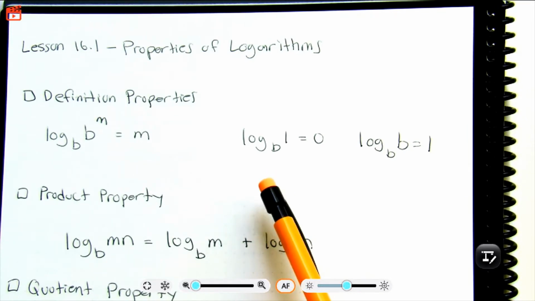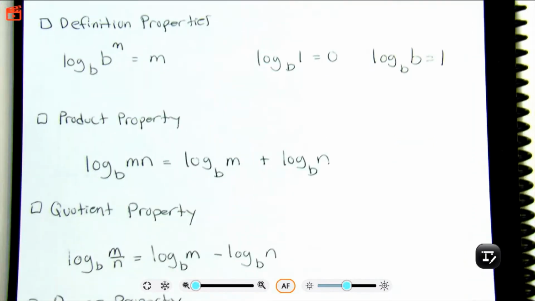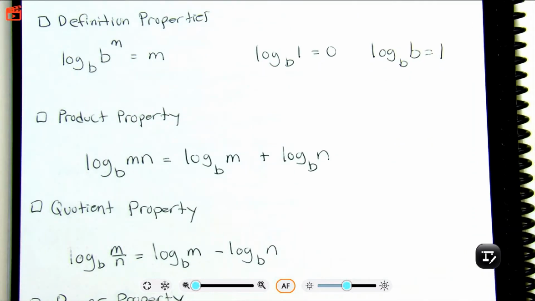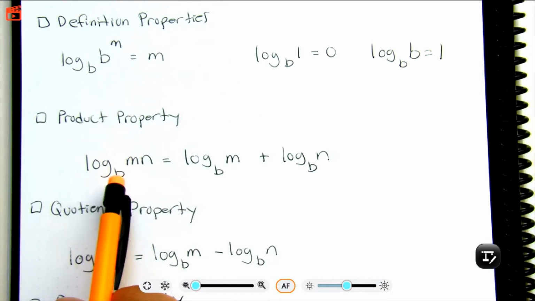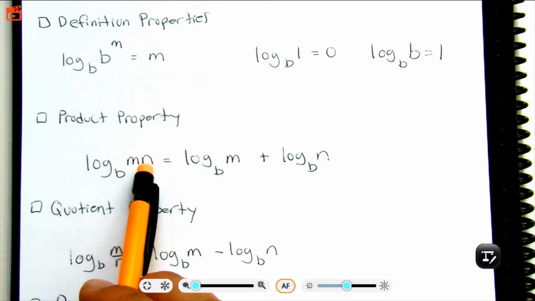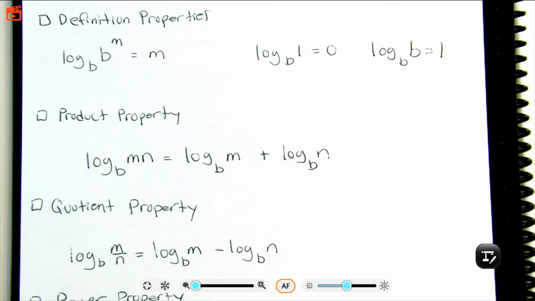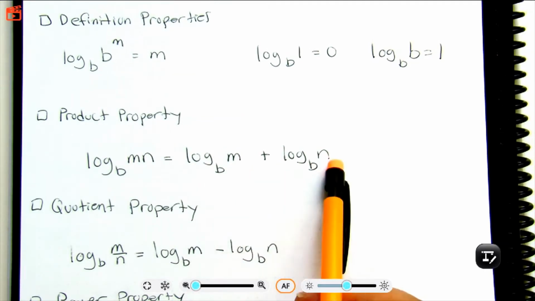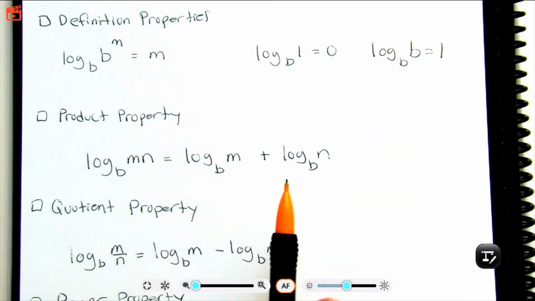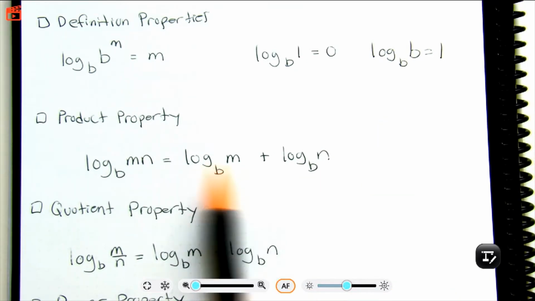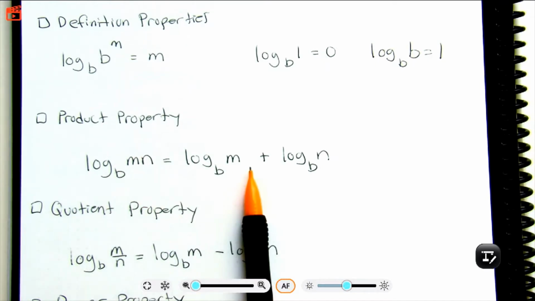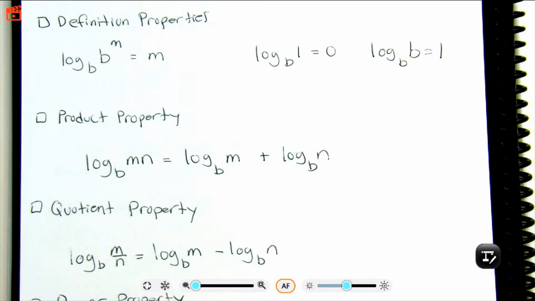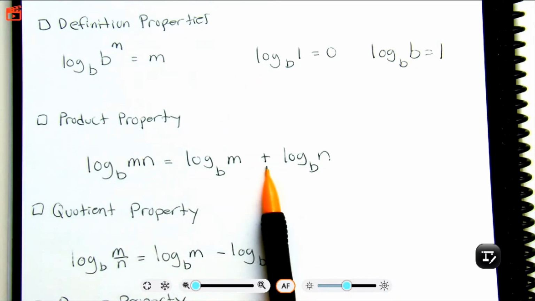Okay, the next property is the product property. Now, product property, you guys think of product as multiplication, and this is what this is. If you have log base b of m times n, we can expand this to log base b of m plus log base b of n. So we could go either way. We could go from the separated to the combined, or from the combined to the separated. So use this property either way. But product, we have an addition separating these two logs.